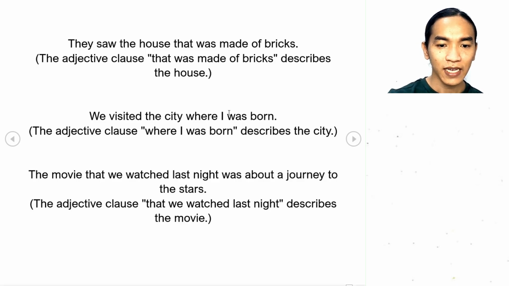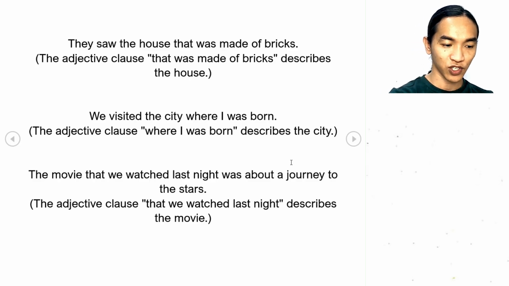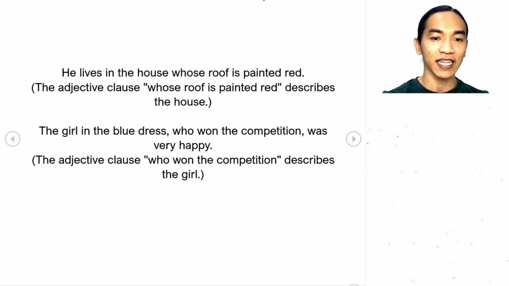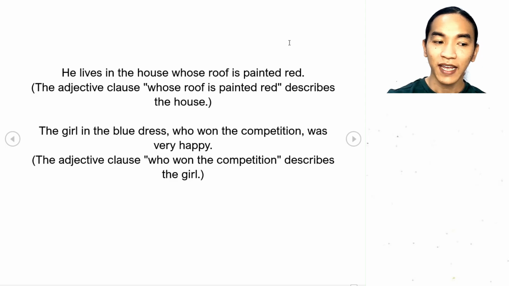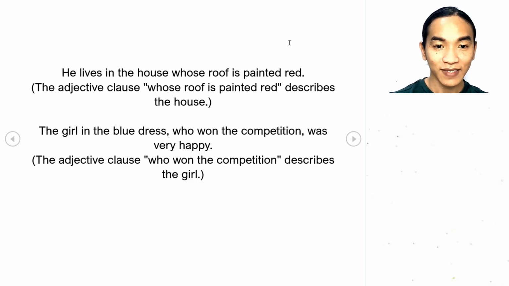Next one: the movie that we watched last night was about a journey to the stars. The adjective clause here, that we watched last night, describes the movie for sure. Next one: he lives in the house whose roof is painted red. Whose roof is painted red is describing the house.